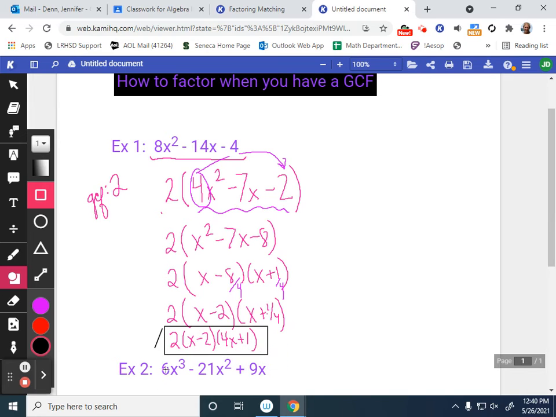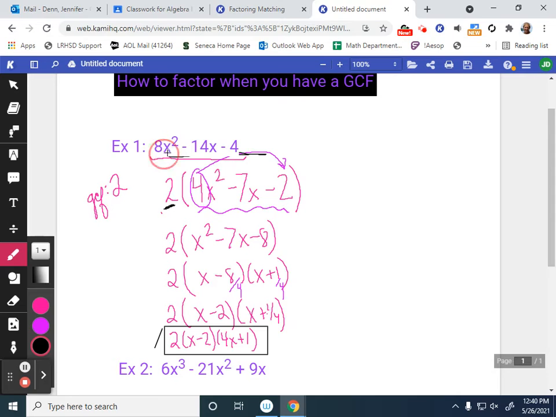The only difference in this whole problem was that you had a GCF come out first. So this 2 has to come out first, the GCF of all 3 terms. Once it comes out, I take what's left and factor it using my slide, divide, factor, slide rules and get down to here as my final answer.